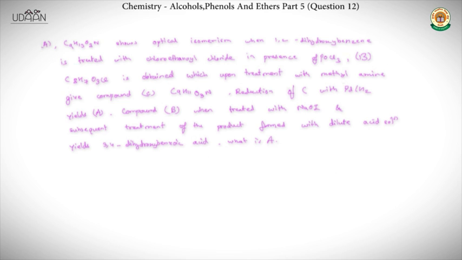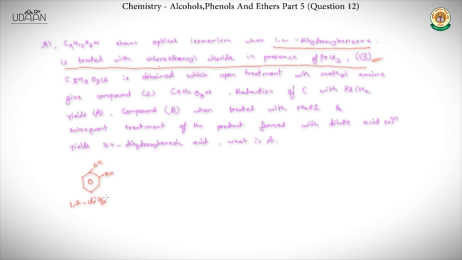compound B is obtained. So first of all, when 1,2-dihydroxybenzene is treated with chloroethanoyl chloride in the presence of POCl3, we get B. So we know both the reagents. So let us first try to make the compound B. This is 1,2-dihydroxybenzene, which reacts with chloroethanoyl chloride, Cl, CH2, C double bond O, Cl, in presence of POCl3.